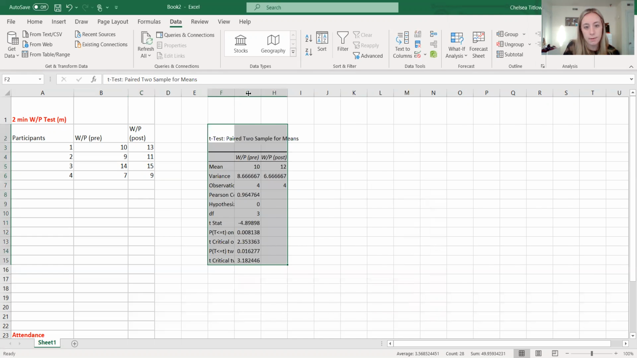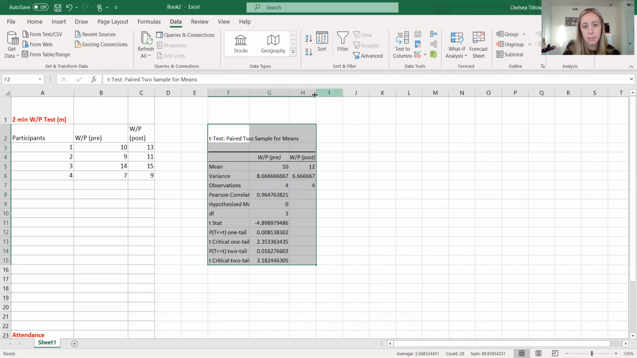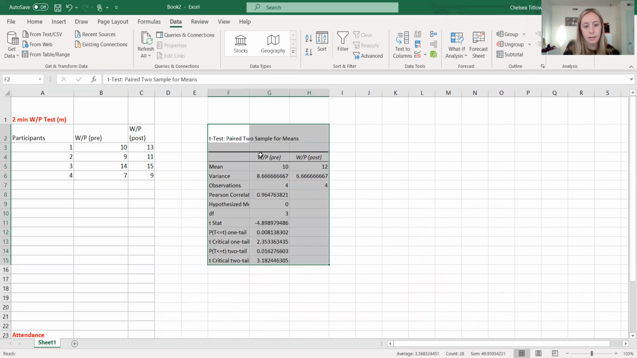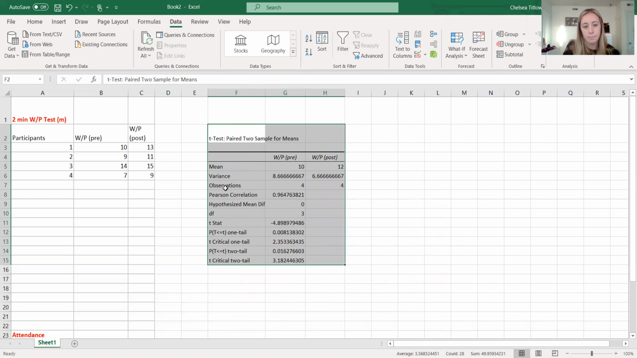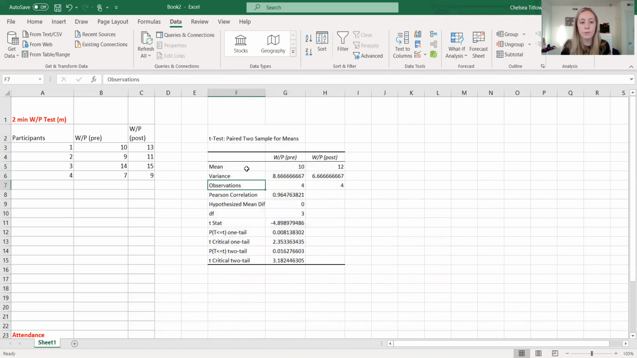Let me spread this out a little so you can see the information. We have our mean, our hypothesized mean, observations and whatnot. We're mostly going to focus on the mean and the p-value. For the p-value here, you're going to pay attention to the two-tail one. So this is 0.01, which is statistically significant.